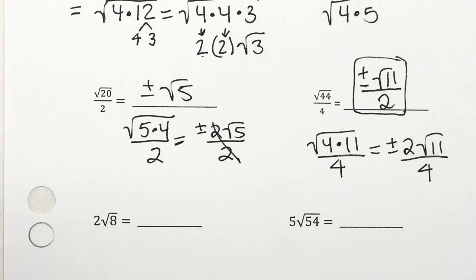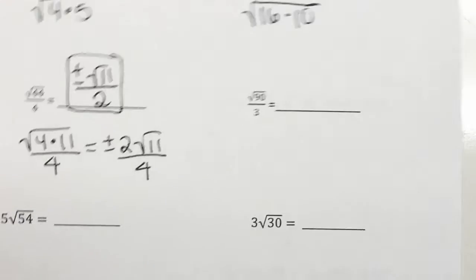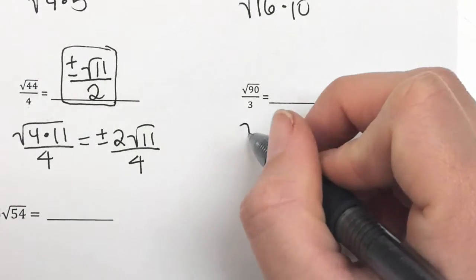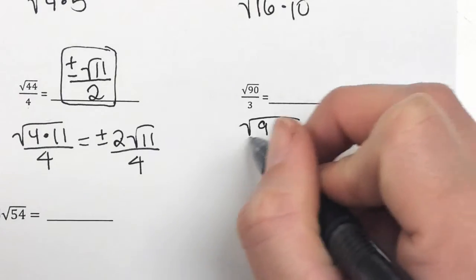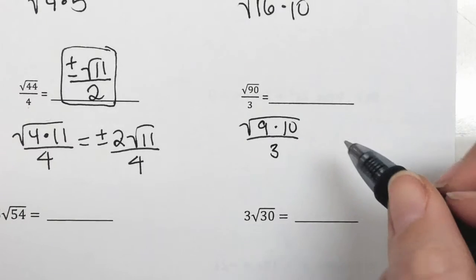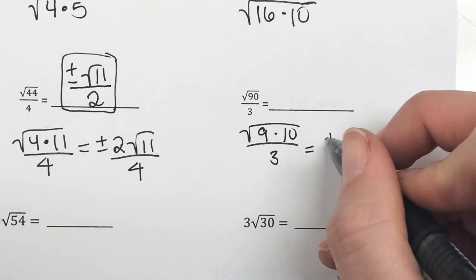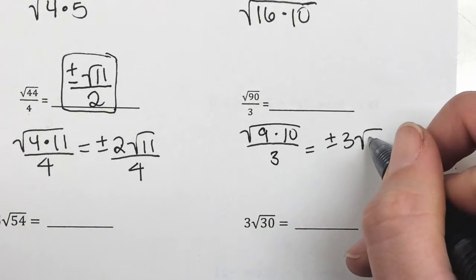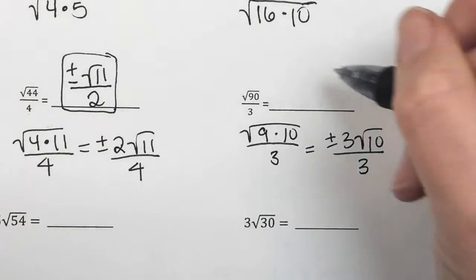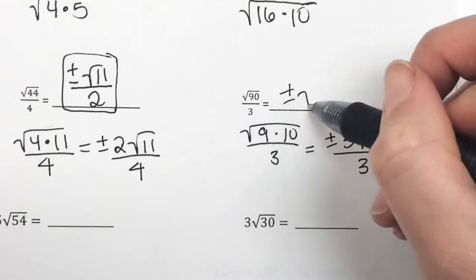Okay. Anybody want to help me out with the last one? I did 9 and 10. Alright, good, Jairus. So 9 and 10, because which one's a perfect square? Good. And what's the square root of 9? 3. Good. Plus or minus 3, right? Square root of, over, 3. So what's my final answer? Plus or minus square root of 7. Perfect.